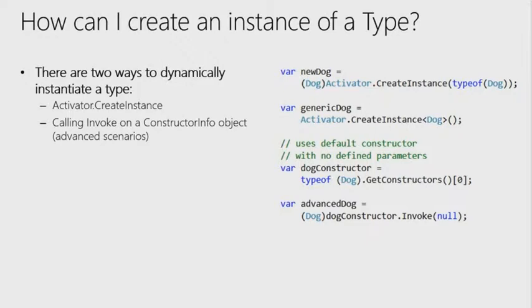So on the right-hand side here, you see var newDog is equal to a Dog instance. We're casting the result of the CreateInstance method, and we're passing in typeof Dog so that CreateInstance knows how to go and create an instance of this. That is basically calling a default constructor on Dog to return back that instance. Now, there is, of course, a way to call more than a default constructor if you want to, and we'll touch on that later. We also have generic Dog, which is using a much nicer implementation, right?